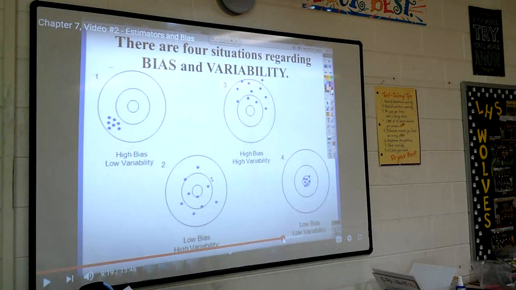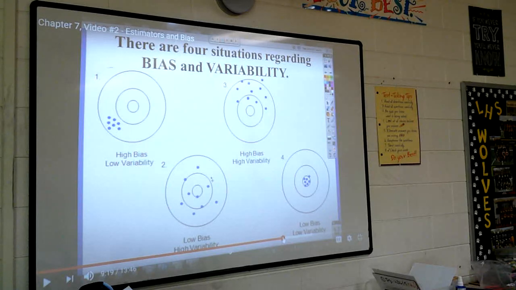Now, there are 3 other things that can happen. First of all, you can have high bias. That means you're way off of your target, but low variability. So you're very accurate. You're just way off of where you're supposed to be. High bias and high variability would be the worst. That means you're way off of your target, but you're also way spread out.